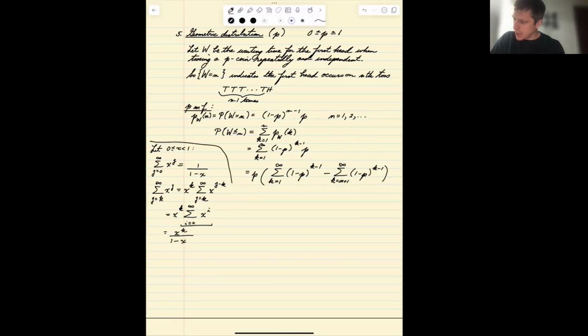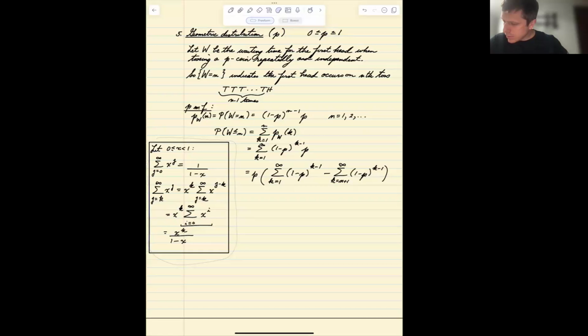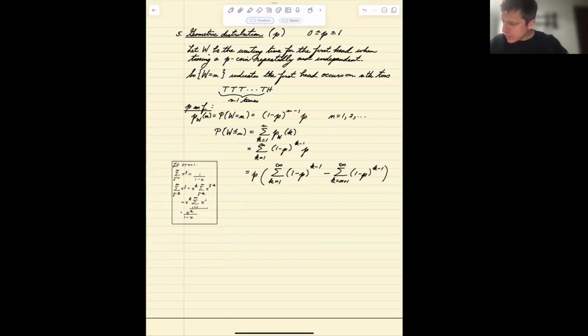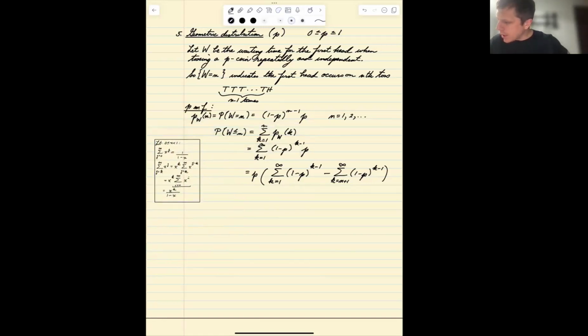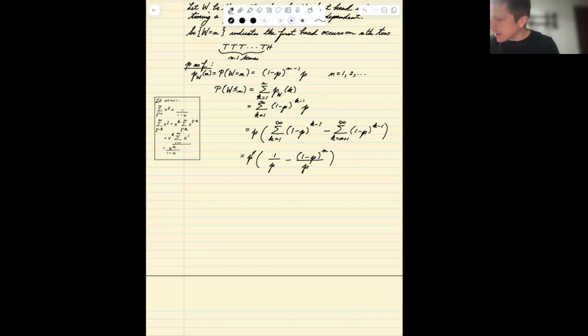So that's a little bit of side scratch work. Let me set this aside and shrink it down so it's not in the way. With that in mind, what do we get? We get p times 1 over 1 minus p. This is actually 1 over p minus 1 minus p to the power n over p. So the p's in the top and bottom cancel, and we're left with 1 minus p to the n.